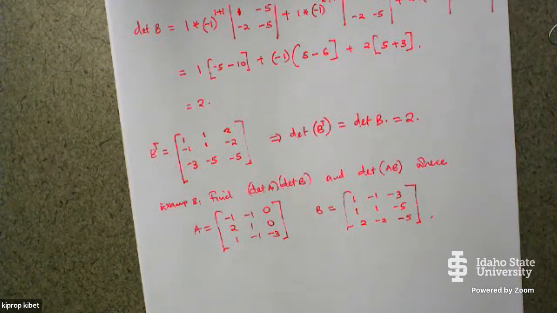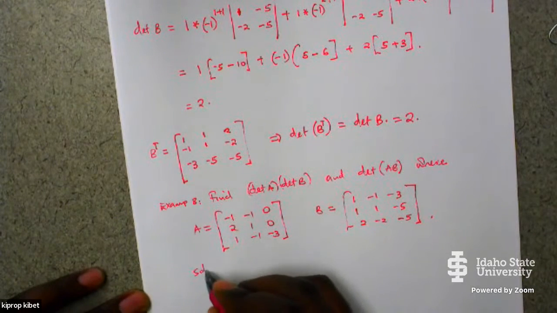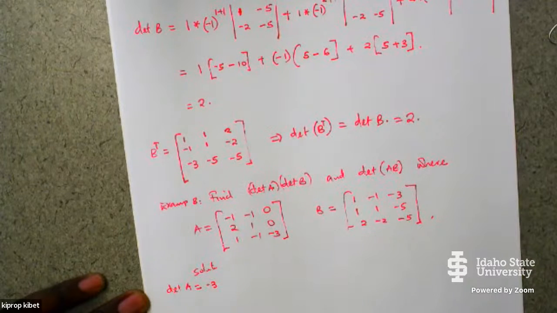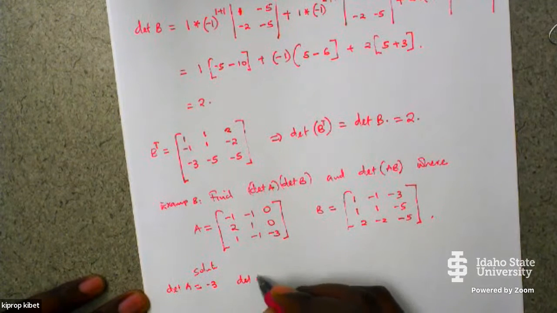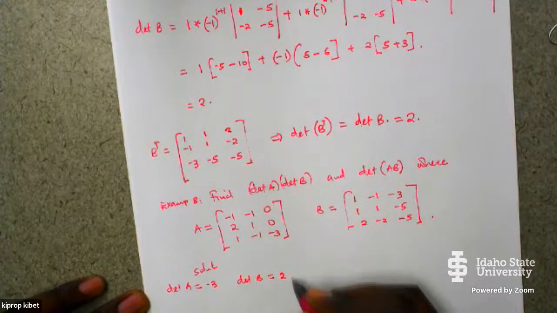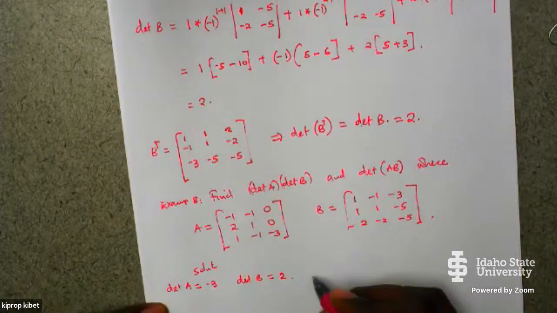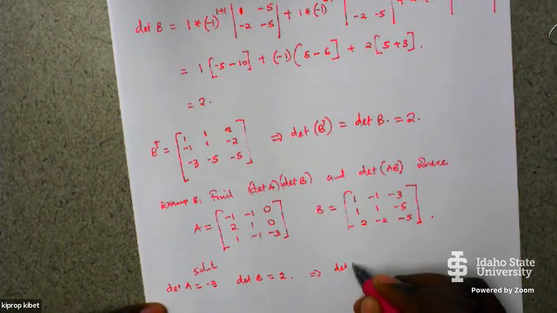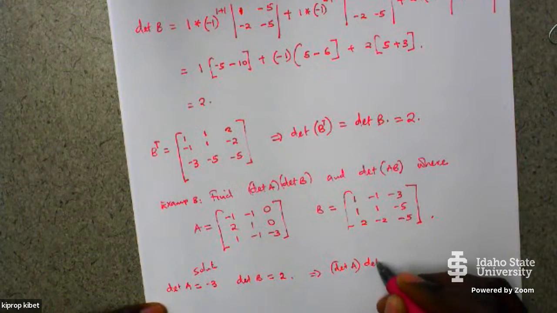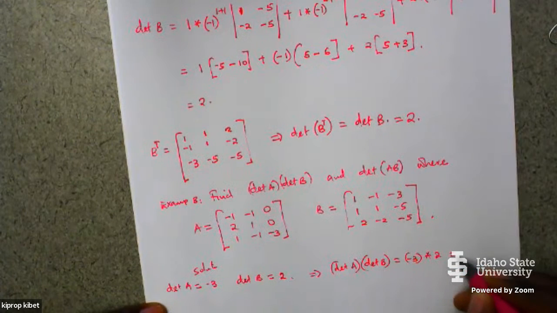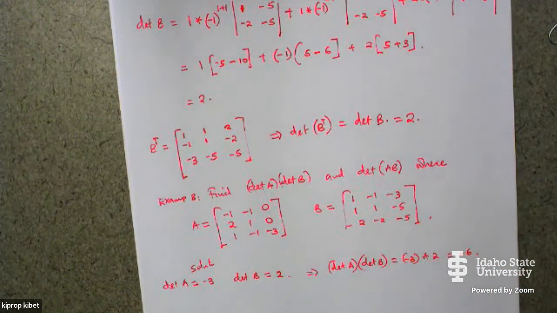So we have already done the determinants here. We found that the determinant of A was equal to -3, right? And the determinant of B is equal to 2. Then the determinant of A multiplied by the determinant of B is -3 multiplied by 2, which is equal to -6.